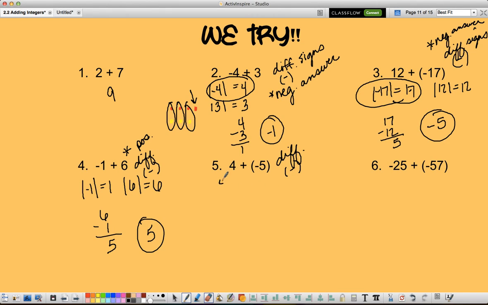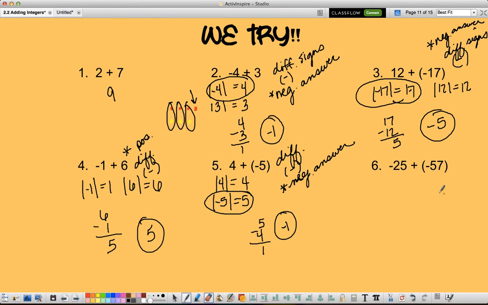Right? So the absolute value of 4 is 4, and the absolute value of negative 5 is 5. So my answer is going to be negative because I have more negatives than I have positives. So I don't have enough positives to undo my negatives. So it's a negative answer. I subtract my absolute values and I get 1. So my answer is negative 1.